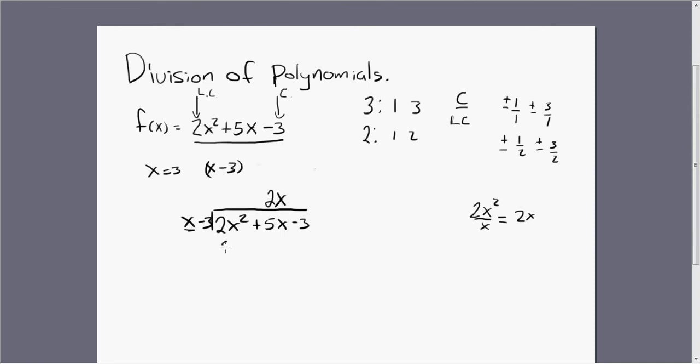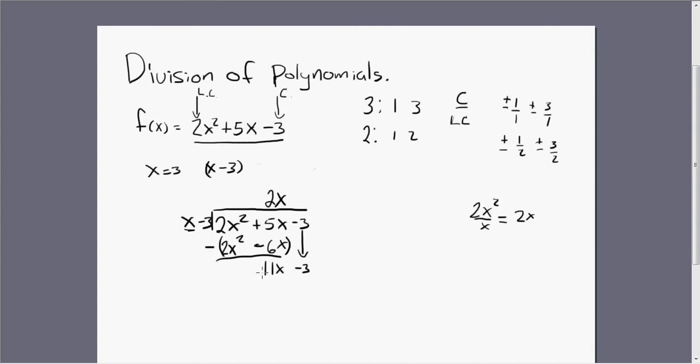2x times x is 2x squared. 2x times a negative 3 is a negative 6x. But because this is division, I'm going to have to subtract both terms. So 2x squared minus 2x squared is 0. 5x minus a negative 6x gives me 11x. I'm going to bring down my negative 3.